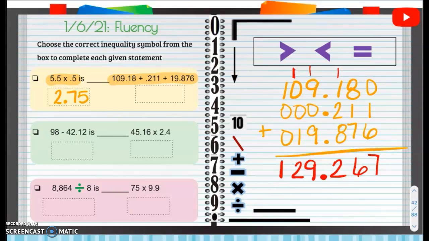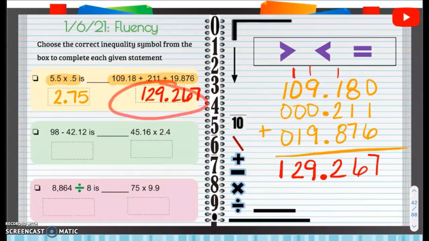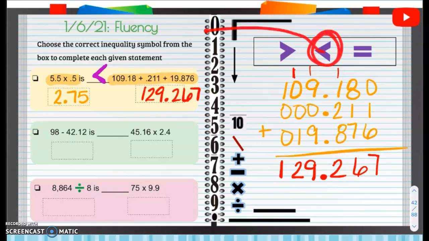All right, so 129 and 267 thousandths. Now the inequality from this box over here. The big mouth eats the big number, remember. So which is the bigger number? 129 is way bigger than 2. So our inequality is going to look like this. So big mouth eats the big number. So it's going to be this one. So you'll drag and drop this over here. And that's it for that first one.